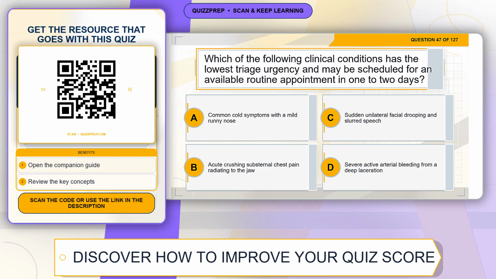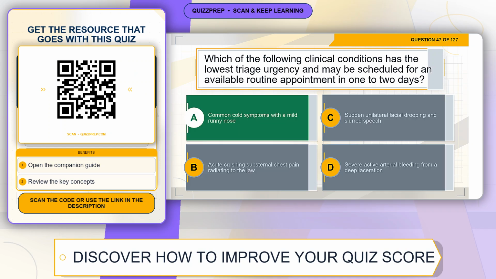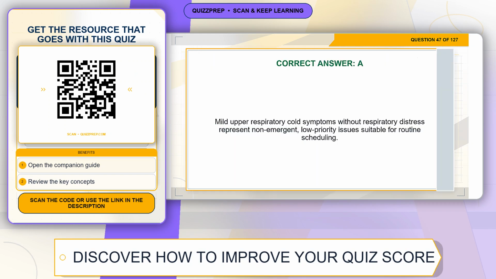Question 47. Which of the following clinical conditions has the lowest triage urgency and may be scheduled for an available routine appointment in 1 to 2 days? Option A, common cold symptoms with a mild runny nose. Option B, acute crushing substernal chest pain radiating to the jaw. Option C, sudden unilateral facial drooping and slurred speech. Option D, severe active arterial bleeding from a deep laceration. The correct answer is option A, common cold symptoms with a mild runny nose. Explanation. Mild upper respiratory cold symptoms without respiratory distress represent non-emergent, low-priority issues suitable for routine scheduling.